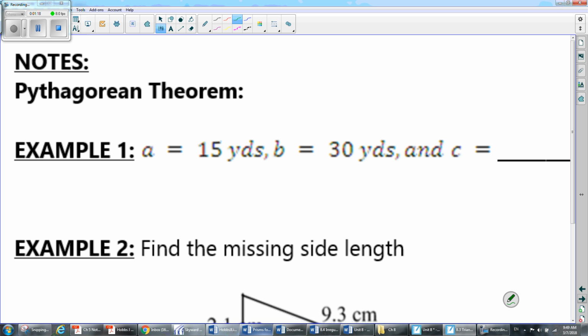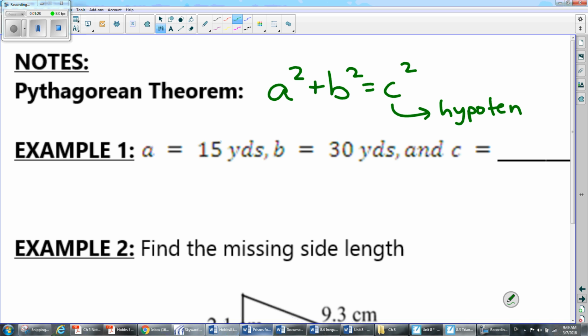Just a reminder of your Pythagorean theorem, a squared plus b squared equals c squared. C has to be the hypotenuse, opposite the right angle, the longest side in the right triangle. So if we know that one side is 15 yards, b is 30 yards, we're trying to figure out c. We'll take 15 squared plus 30 squared, that equals c squared.